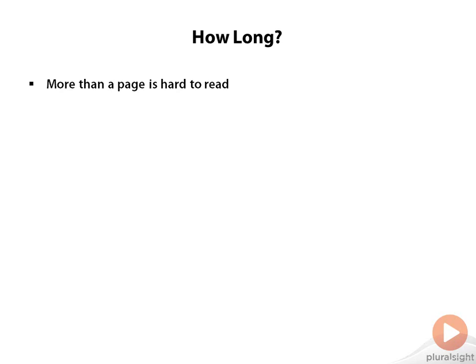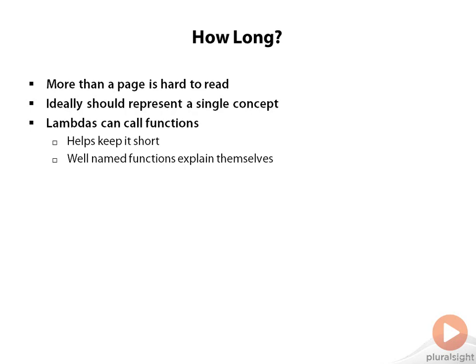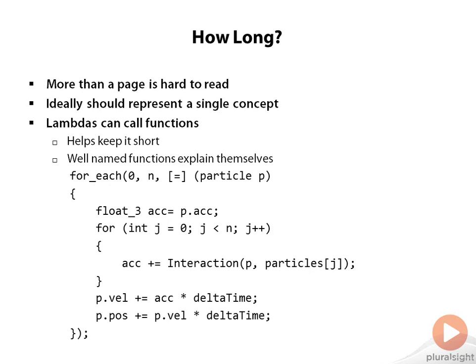My lambdas tend to fit on PowerPoint slides, and that's actually not a bad rule for lambdas that you're going to put into your code. It should be a concept, right? I'm going to do something that I could give a name to, like print them all out or double them all. Your lambdas can call functions, and if that's what it takes for your readability to work, then go for it. So here's an example of a for each.